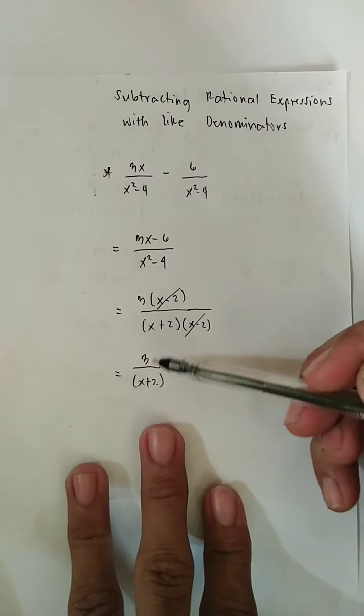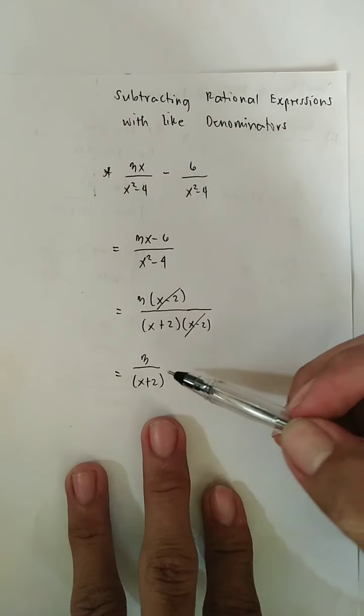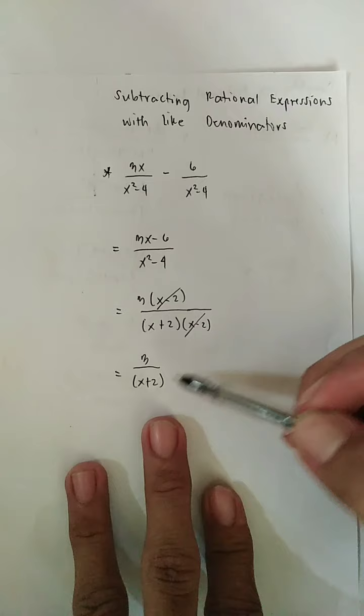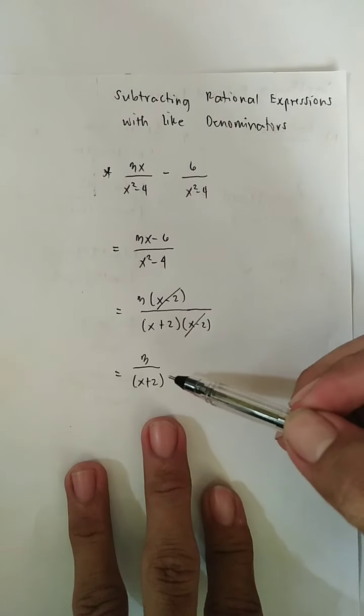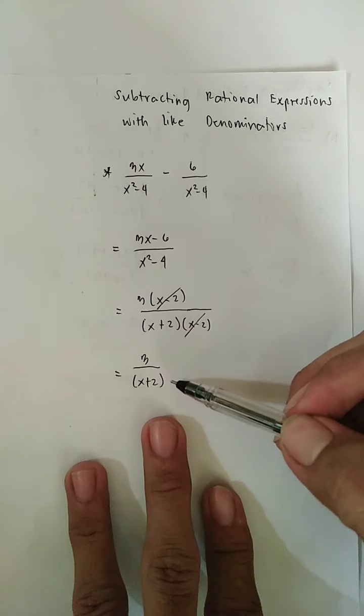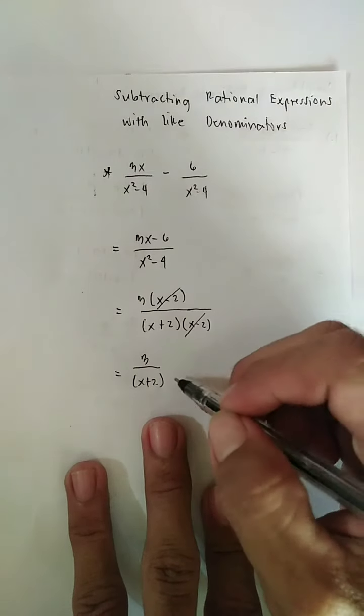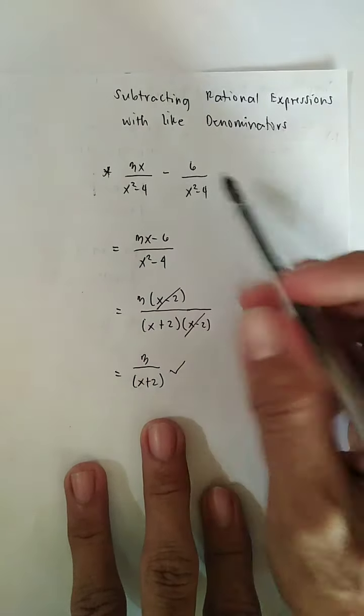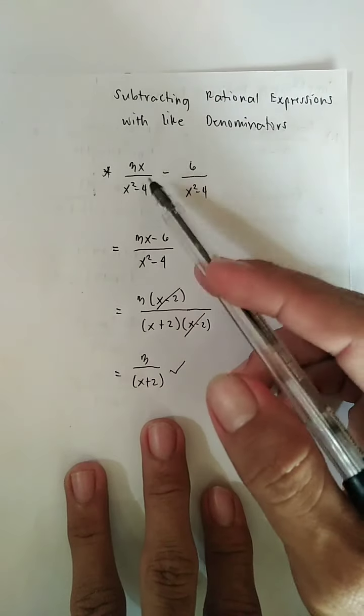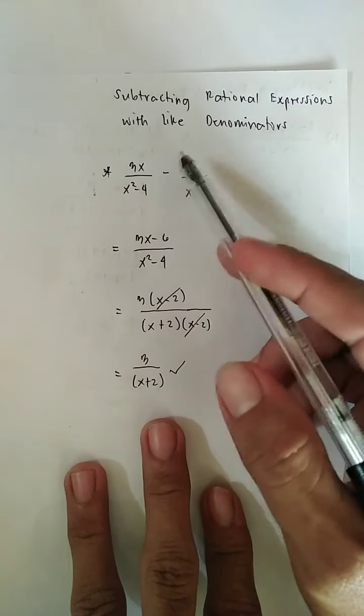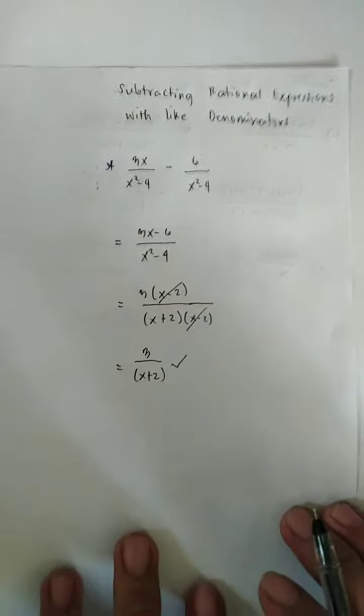As we can remember, a rational expression is already in its simplest form when the denominator and numerator have no common factor other than 1 or negative 1. So this is now the simplest form after we get the difference of the two expressions here. So that's for number 1.